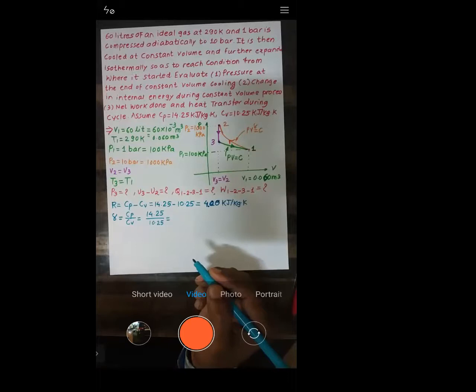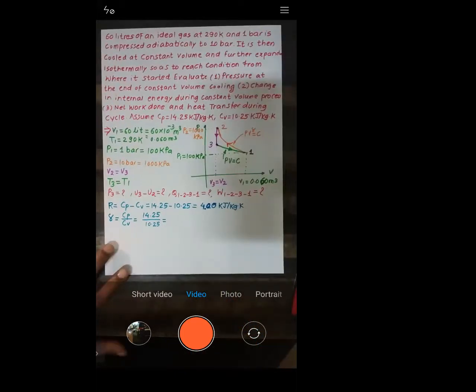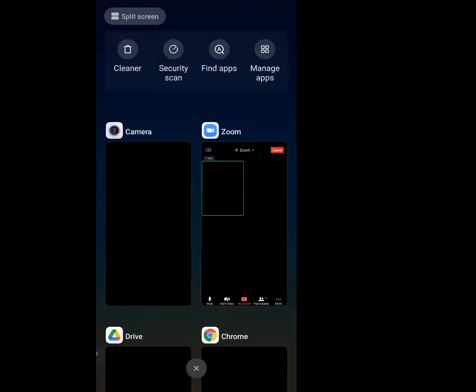Let us do that. Can you do this or not? 14.25 divided by 10.25. Do it.